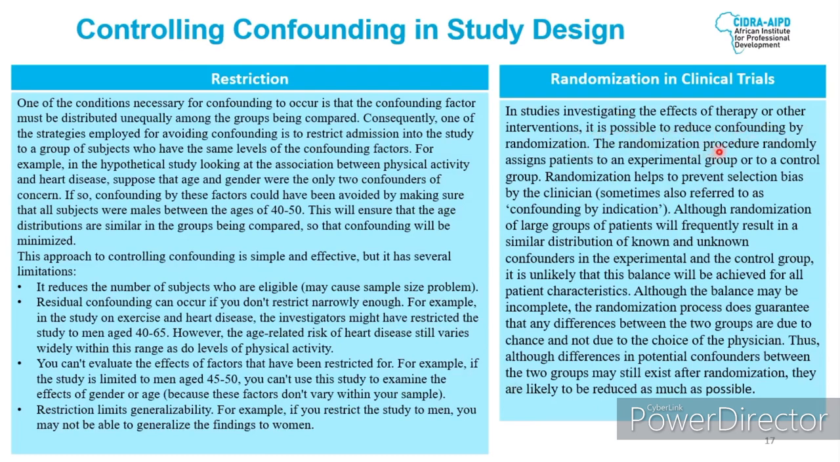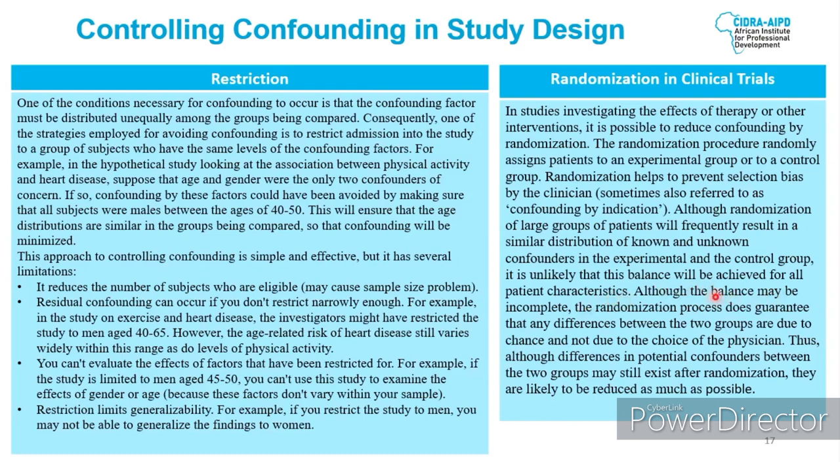The randomization procedure randomly assigns patients to an experimental group or to a control group. Randomization helps to prevent selection bias by a clinician, sometimes also referred to as confounding by indication. Although randomization of large groups of patients will frequently result in a similar distribution of known and unknown confounders in the experimental and the control group, it is unlikely that this balance will be achieved for all patient characteristics.